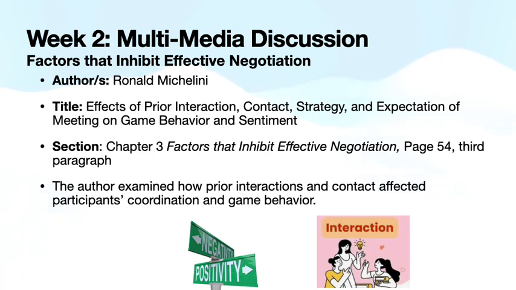And lastly, Ronald Michelini's work is referenced in Chapter 3 for factors that inhibit effective negotiation, found on page 54 on the third paragraph. His work is called Effects of Prior Interaction, Contact Strategy, and Expectation of Meeting on Game Behavior and Sentiment. So essentially, the author examined how prior interactions and contact affected participants' coordination and game behavior. And this section of the textbook and the article essentially discussed the importance of how that pre-interaction or prior interaction can have on the success of the negotiation table.